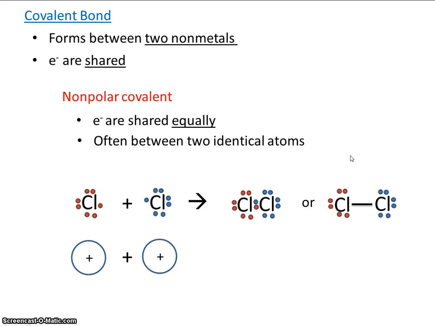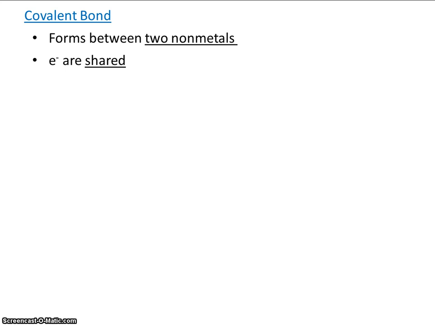This reaction can be illustrated again using electron clouds. You'll notice that this electron cloud, or electron density, I've drawn it in such a way that it looks like the electrons are being shared equally between the two chlorine atoms. So that's nonpolar covalent. Let's take a look at polar covalent.